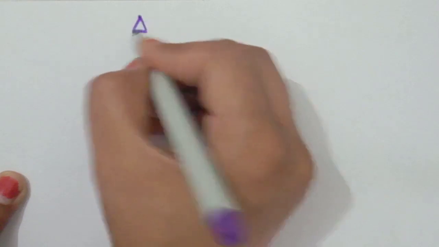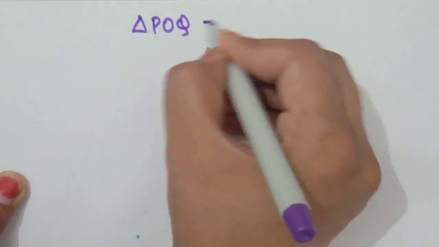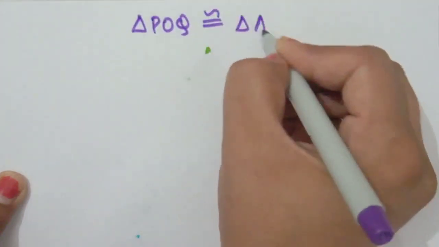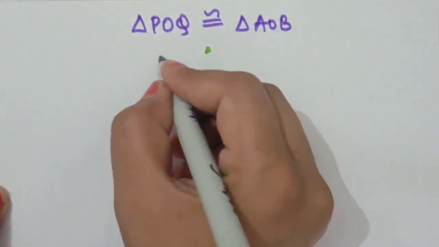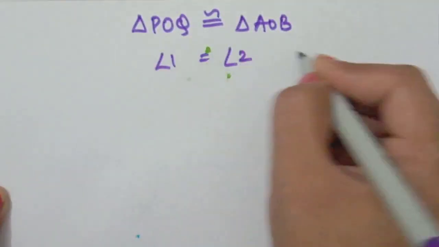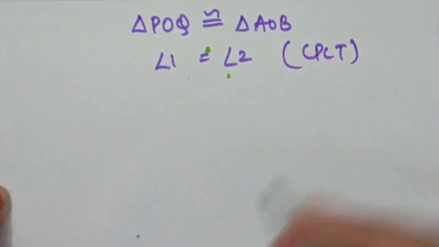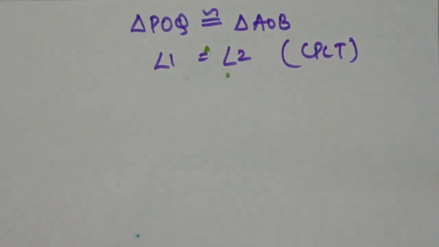we have triangle POQ congruent to triangle AOB. These two triangles are congruent by SSS congruence rule. If these two triangles are congruent, then angle 1 is equal to angle 2 by CPCT. Now the theorem is proved. So students, it is very easy. We proved this theorem with only congruency, and you know congruency very well because in all the previous geometry chapters like chapters 7, 8, 9, we always use congruency.